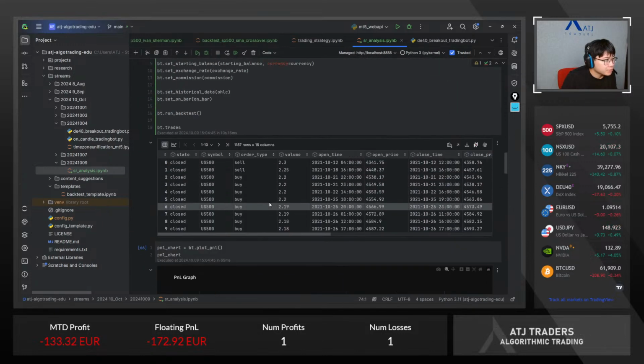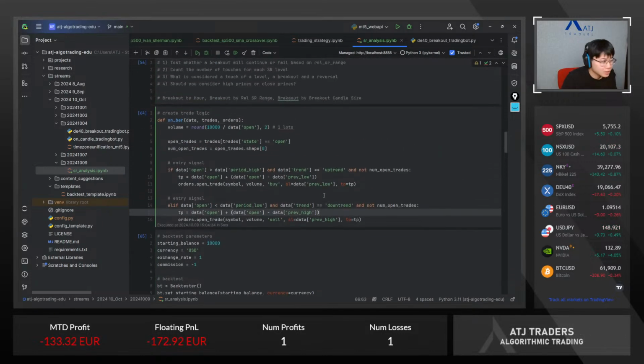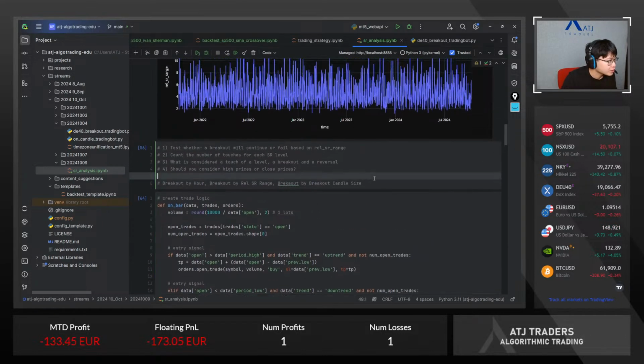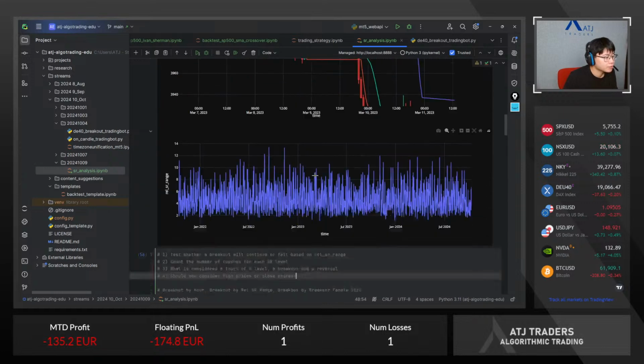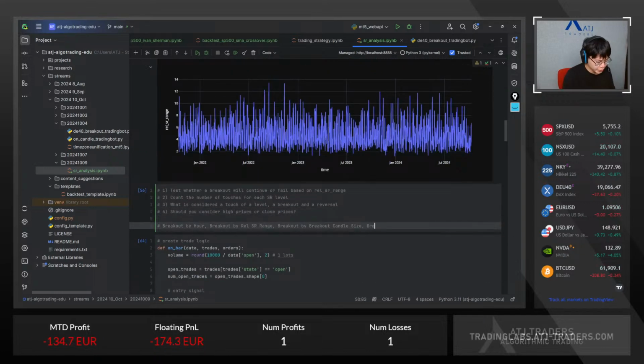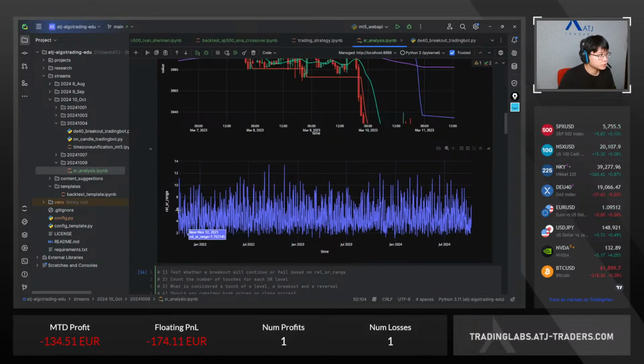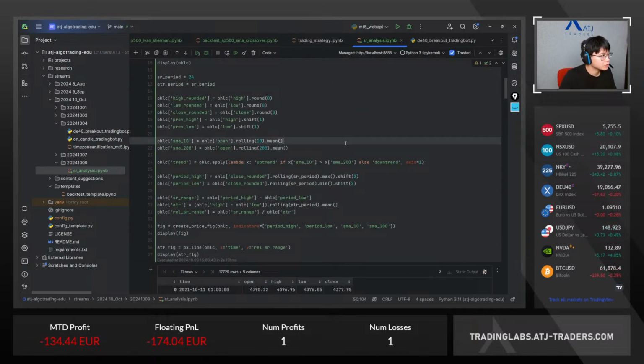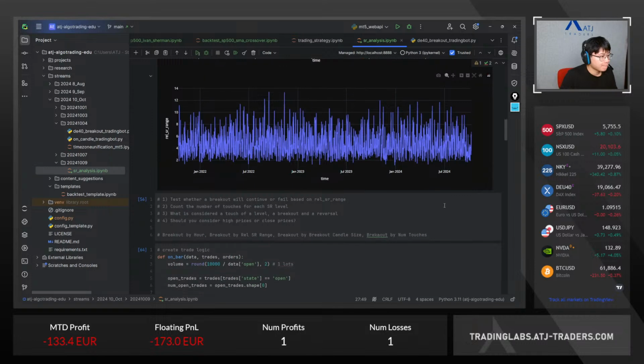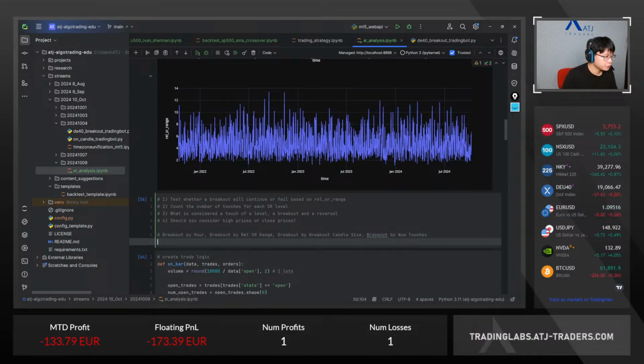All right, so again, too much talking. So, breakout by the hour, by this SR range, and breakout by candle size, and also breakout by num touches. These are all important things that we should be considering for the breakouts. Let's start with breakout by hour.